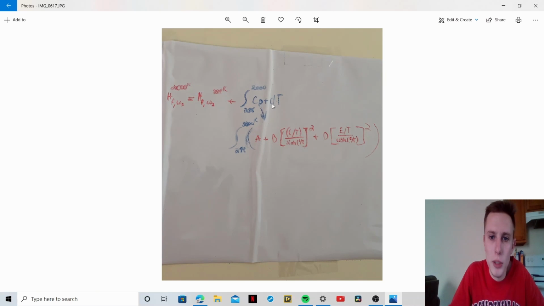Like I said before in this image, our heat capacities, this shouldn't be a plus here. It should be multiplied by the change in temperature. I'm sorry about that, just a mistake there.